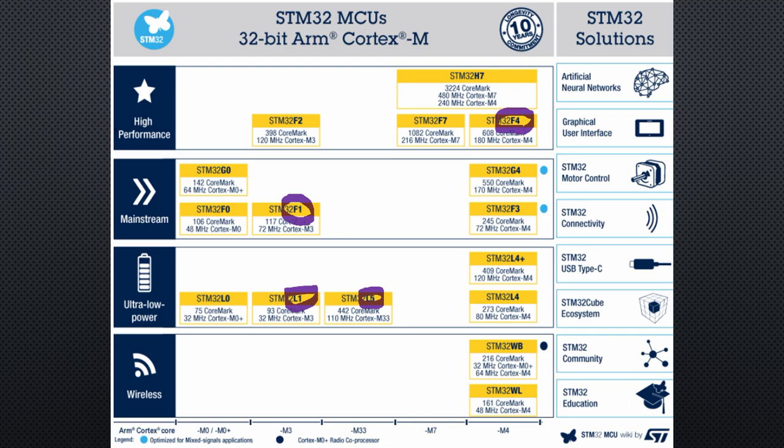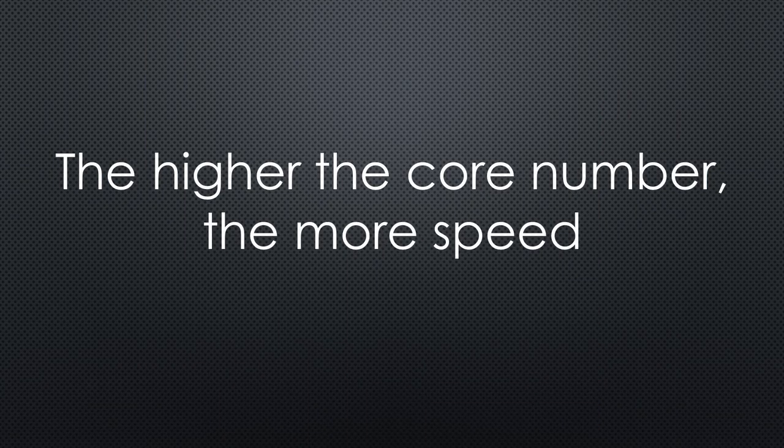But here you have to pay attention. F4 chips really use M4 cores, but F1 chips use M3 cores. So check before you decide. A rule of thumb tells us that the higher the core number, the more speed and other functions. This is good to know for us makers when we have to decide which board to use.